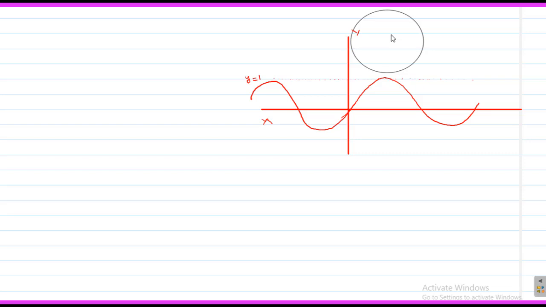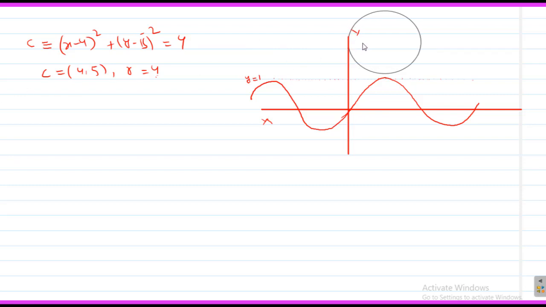According to the problem, I want to write the circle equation first. The circle equation is (x minus 4) whole square plus (y minus 5) whole square equal to 4. What is the meaning? The center is 4 comma 5 and the radius is 2. Actually, in the coordinate plane, 4 comma 5 is a point which is 4 units from the y-axis and 5 units from the x-axis, and the radius of the circle is such that the circle must touch the y-axis. Okay, so this is the exact diagram of the problem.